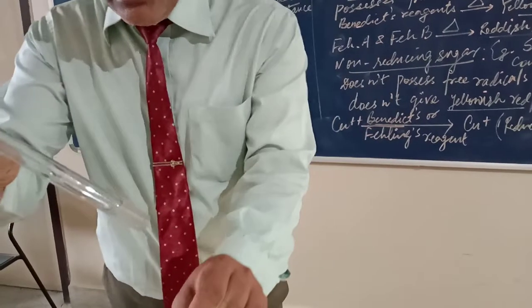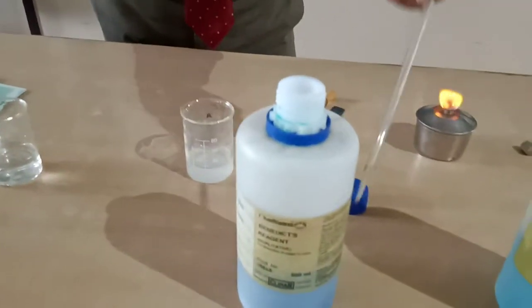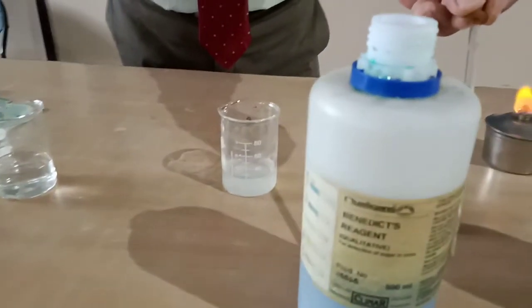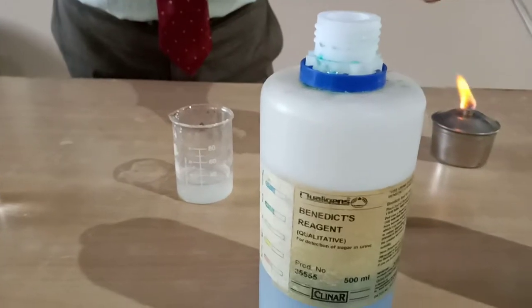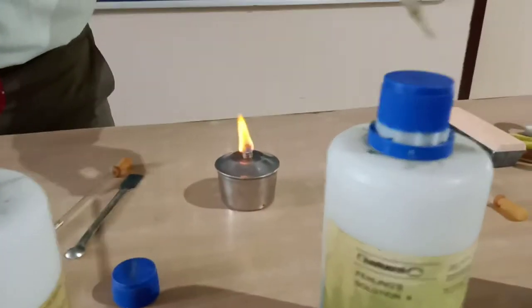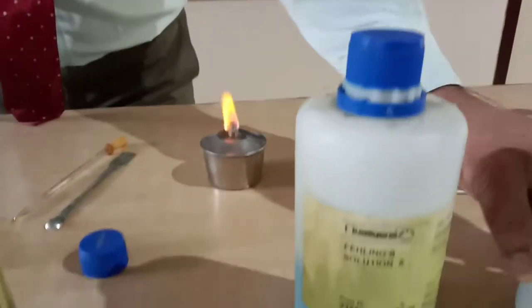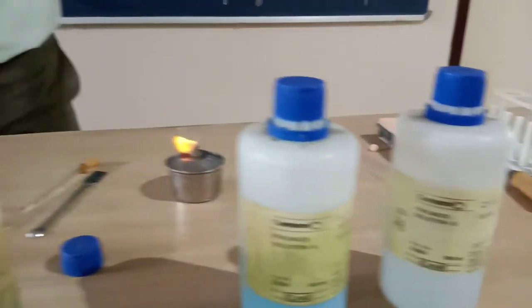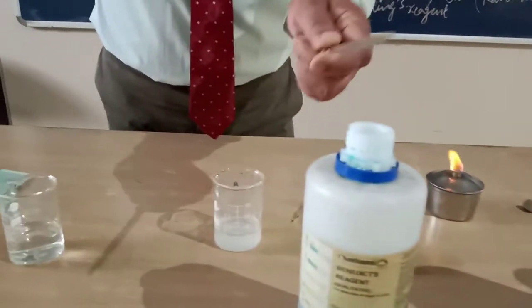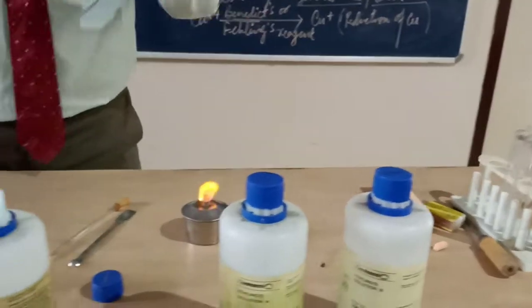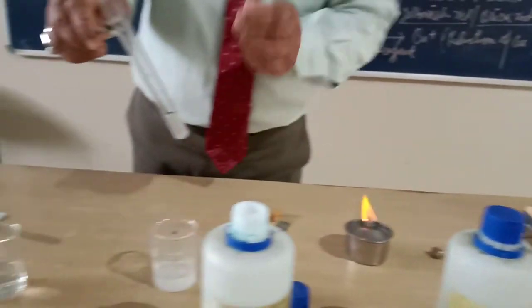This is the Benedict reagent. These are the chemicals we are using: Benedict reagent, and these two are Phenyl A and B. We can take any one of these two, either Benedict or Phenyls A and B. It is up to me. Now I am taking Benedict reagent.